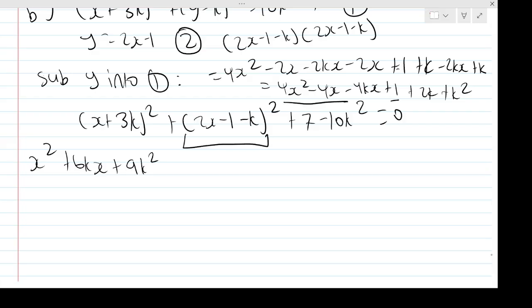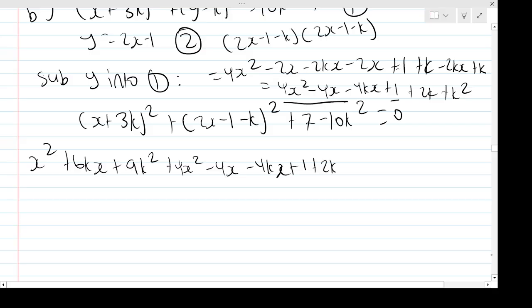Let's substitute our result in then. So then we're going to get that bracket expanded would be plus 4x squared, take away 4x, take away 4kx, plus 1, plus 2k, plus k squared. Oh, that's not a k squared.